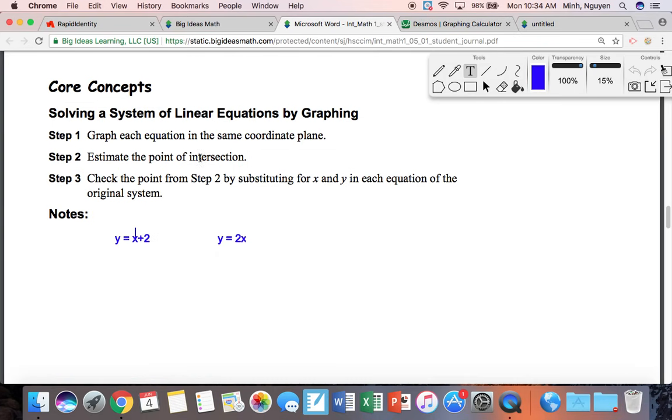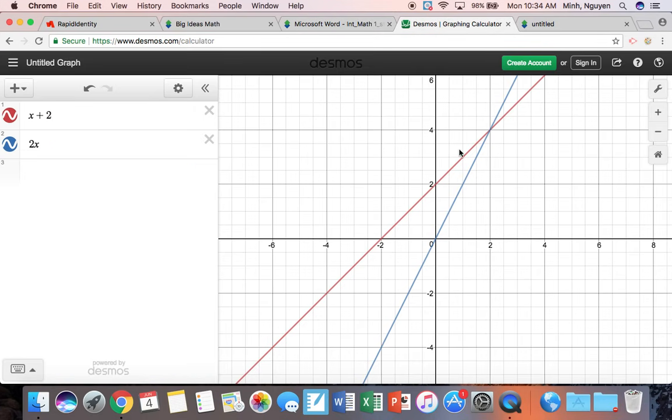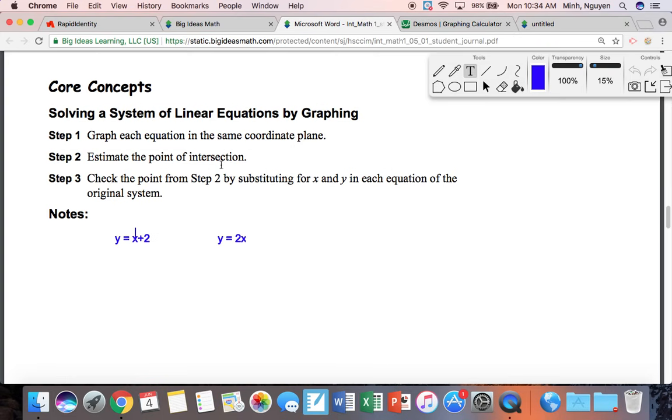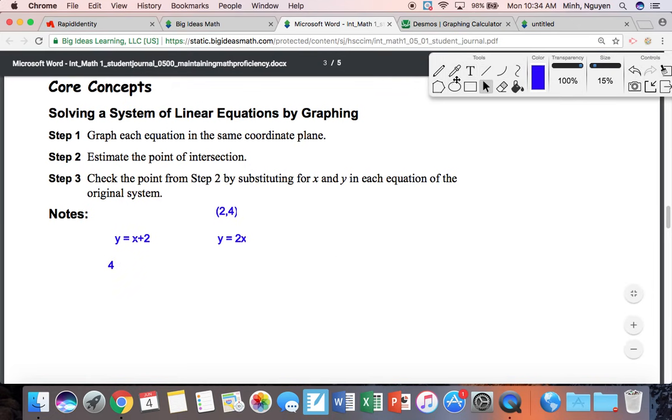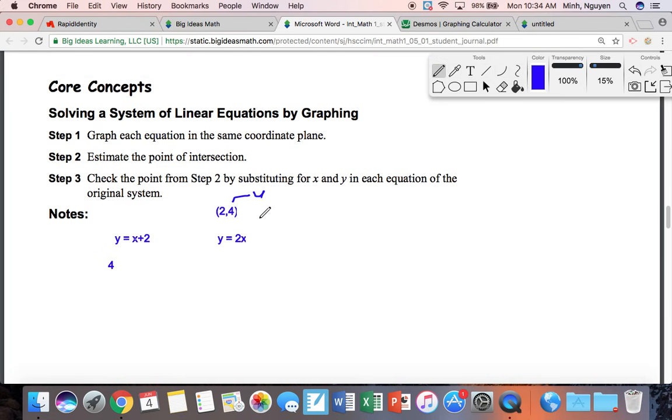But it says here we should estimate the point of intersection, which is where they connect. This looks like 2, 4. It looks like they are both touching at 2, 4. So let's check by substituting for x and y. So 2, 4 means I'm plugging in 2 for x and expecting to get 4 for y. So let's see. 4, because that's my y. Y and x. So 4 equals 2 plus 2.